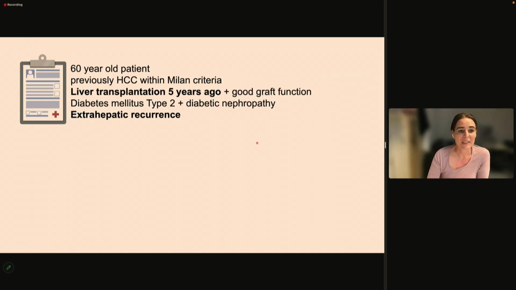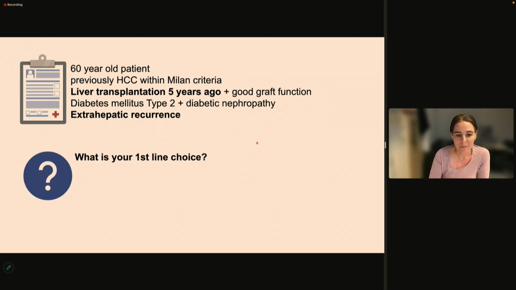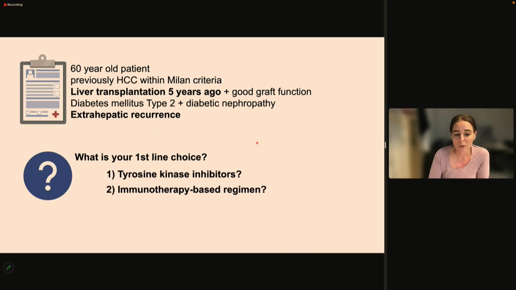The second case would be a 60-year-old patient previously diagnosed with HCC within the Milan criteria, so he could undergo liver transplantation. This was 5 years ago. Graft function is quite good, and he also has diabetes mellitus and suffers from diabetic nephropathy. And now he's unfortunately diagnosed with extrahepatic recurrence. Again, the same question: what is your first line choice? Would you choose a tyrosine kinase inhibitor, or would you choose an immunotherapy-based regimen?